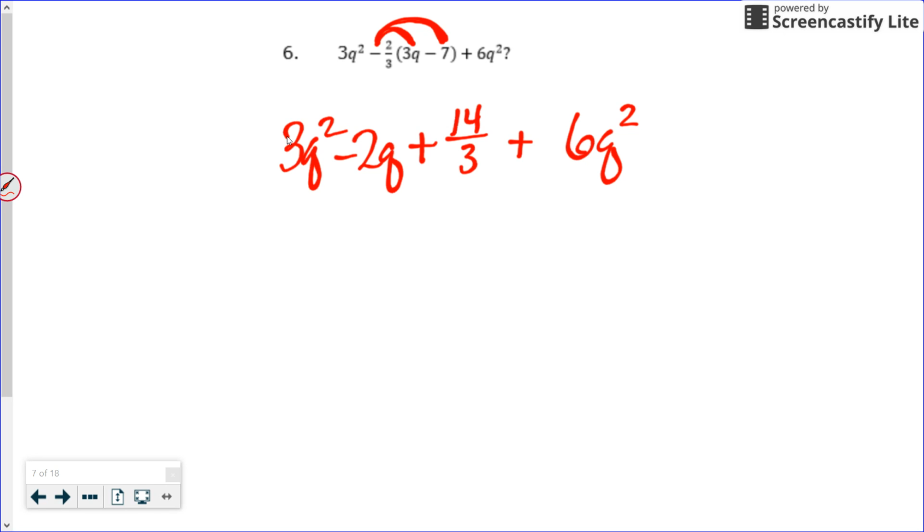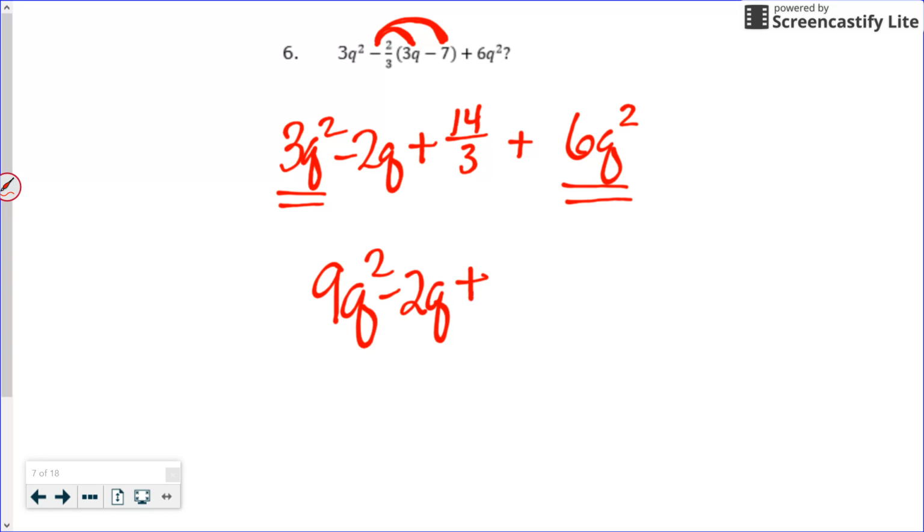Once we've distributed that negative 2/3 and we've gotten rid of the parentheses, the only like terms I have are my q squared. So 3 plus 6 would be 9q squared. The other guys just do not change. You just drop them down because you have nothing to add or subtract to them. And that would be your answer.